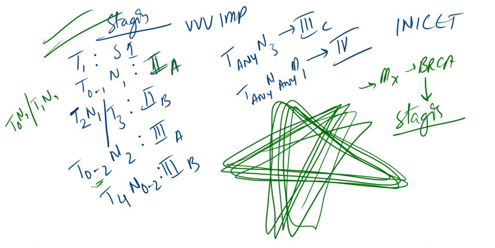For example, here it is T0 to 2 and N2. That means it is T0N2 or T1N2 or T2N2. So any of that may be considered as 3A stage. So like that you understand. Okay.